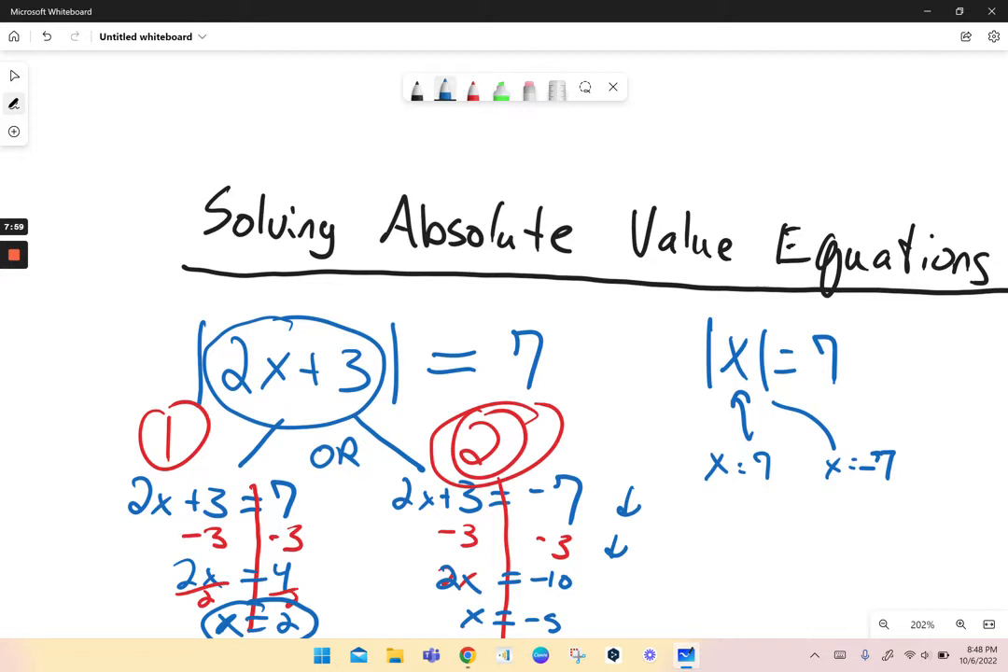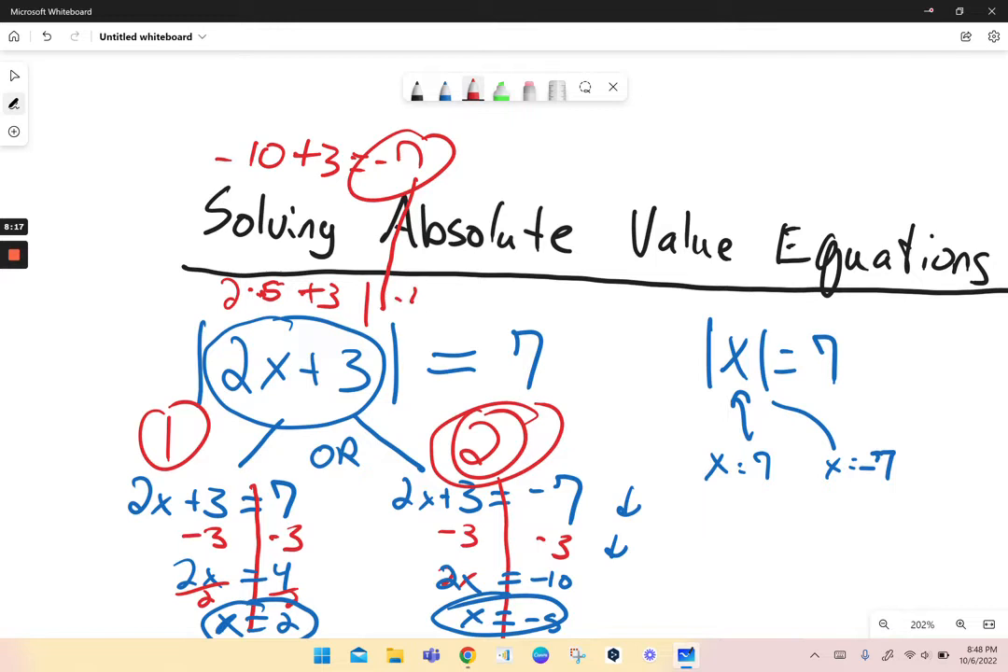So notice that if x is negative 5, 2 times negative 5 plus 3. 2 times negative 5 is negative 10. Negative 10 plus 3 is negative 7. And if we do the absolute value of negative 7, it will come out to be 7. So the two solutions are x is 2 and x is negative 5. Either way, the absolute value comes out to be positive 7.